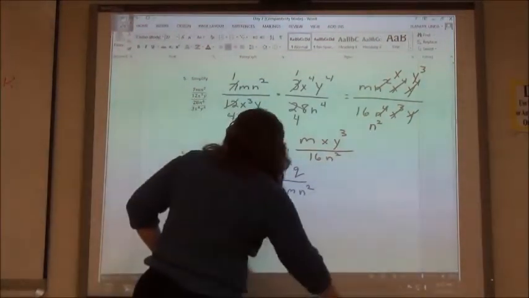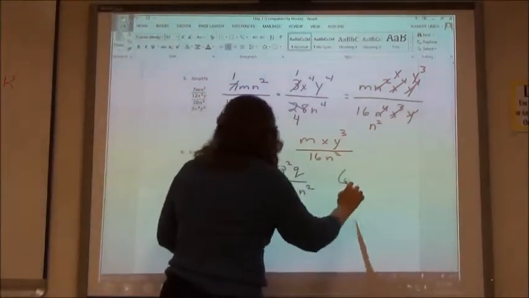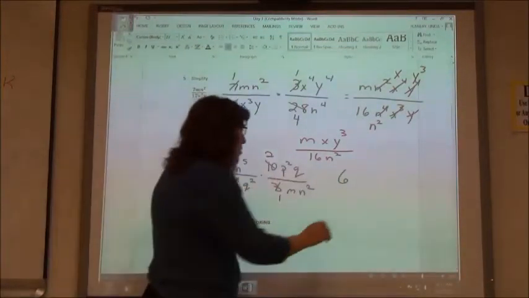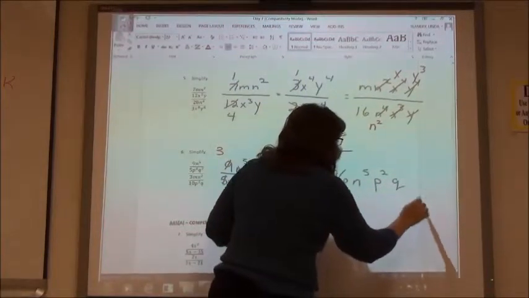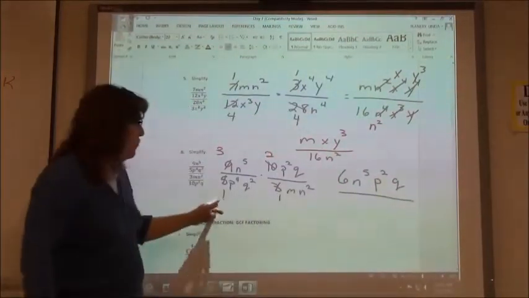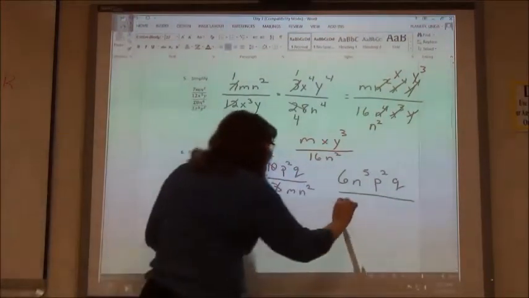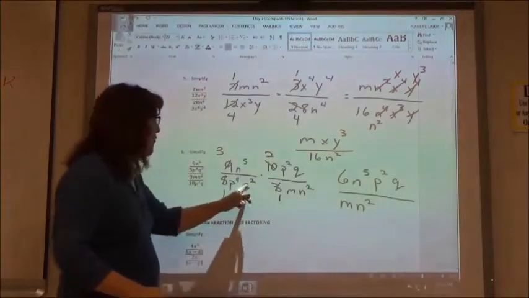So when I multiplied, 3 times 2 is 6. I have an n to the 5th, a p squared, and a q. On the bottom, I have 1 times 1. I don't really need that. Putting them in order, I'm going to do the mn squared first, and then the p to the 4th q squared.